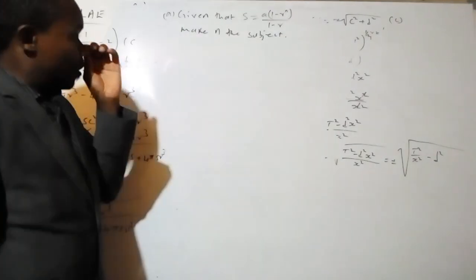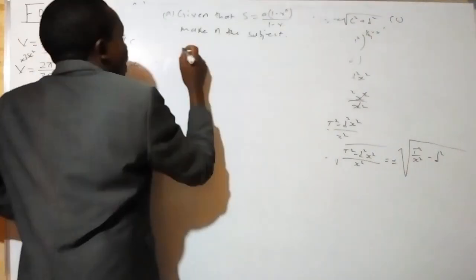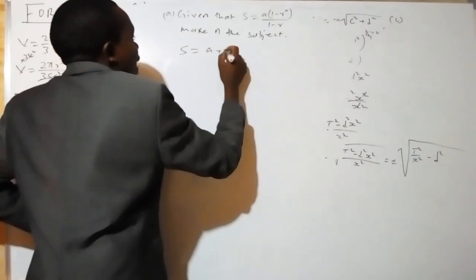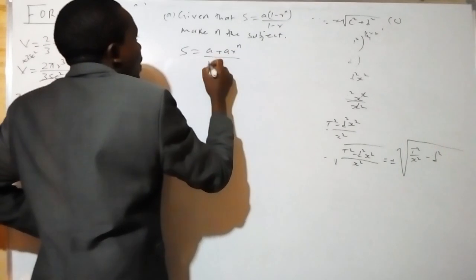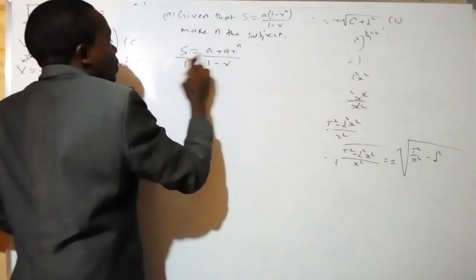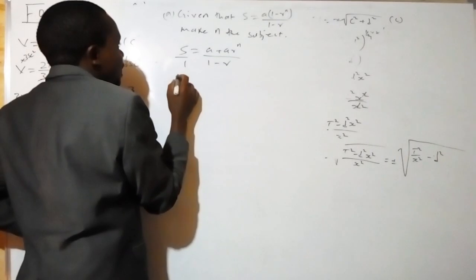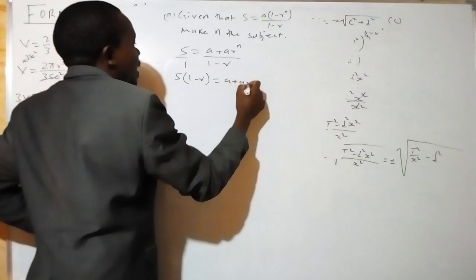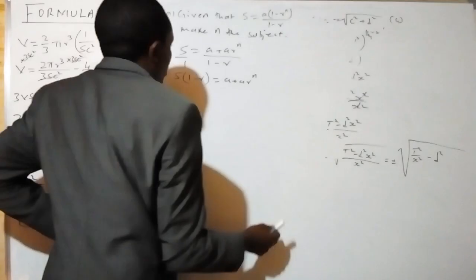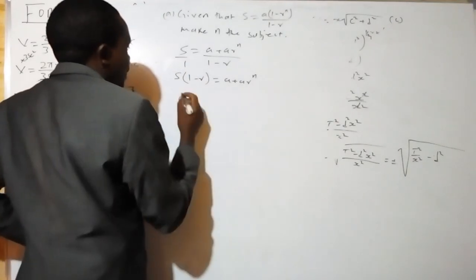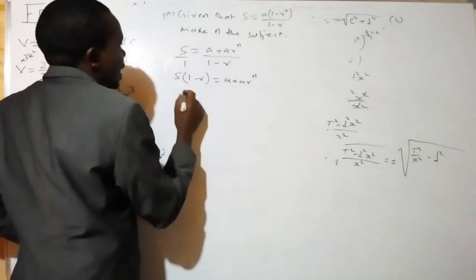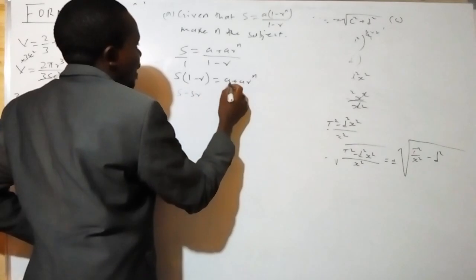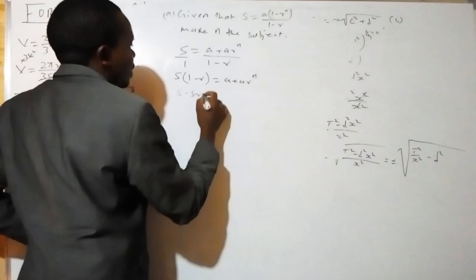We are going to open the bracket to say S is equals to A times 1 is A plus AR^N all over 1 minus R. You can cross multiply to have S(1 minus R) is equals to A plus AR to the power N. After that, you open the bracket: S minus SR. We can bring this A from right to left: minus A is equals to AR^N.